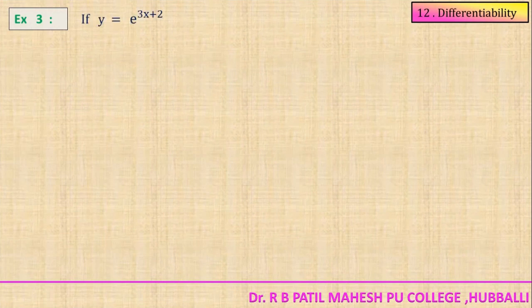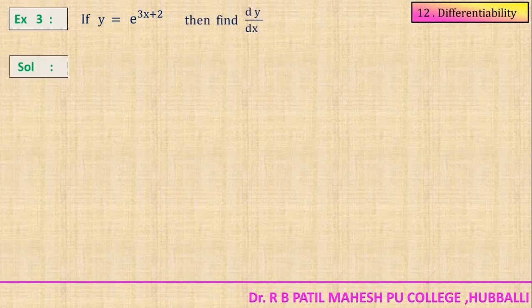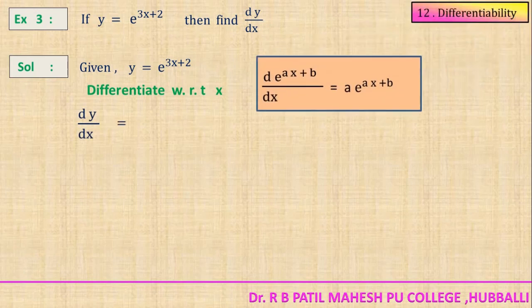If y is equal to e raised to (3x plus 2), then find dy by dx. Now I took a composite function of exponential. Write the given function, differentiate with respect to x. Now recall d by dx of e raised to (ax plus b): how is the answer written? Same function and then into a. a means the x coefficient. What is the x coefficient here? 3. Write 3 into the same function. That is the answer, direct. In one line you can write the derivative of a composite function, but it should be linear, like 3x plus 2, a linear function in the power.